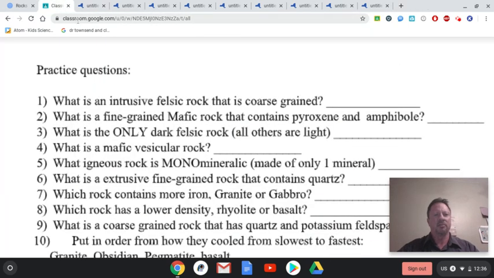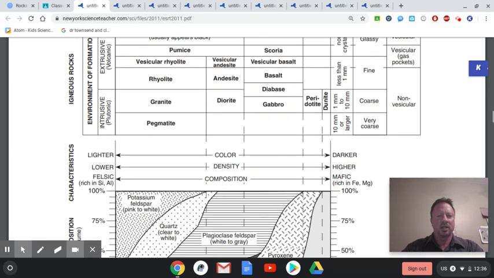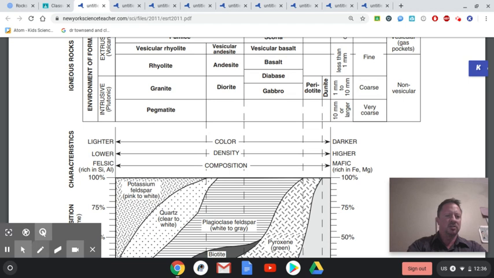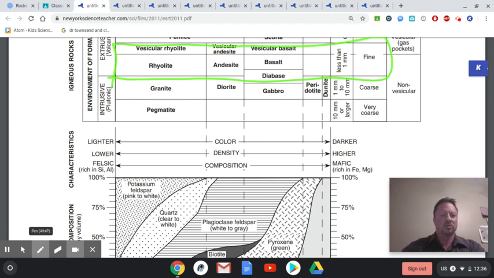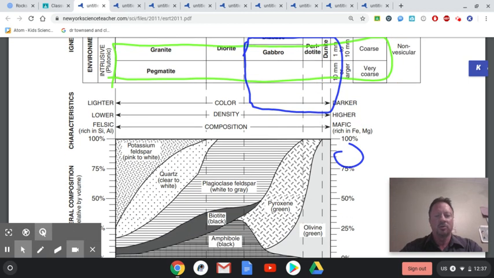What is a fine-grained mafic rock that has pyroxene and amphibole? Okay, fine-grained. So now we're going to move it up to the fine-grained rocks. That's right there. Let's use our colors. So these are all fine-grained. And let's see, what else did they say? It is mafic. Mafic rocks are these guys on this side, and contains pyroxene and amphibole. Pretty much all the rocks on the mafic side contain pyroxene and amphibole. Amphibole goes all the way across, but pyroxene is only found on this side.